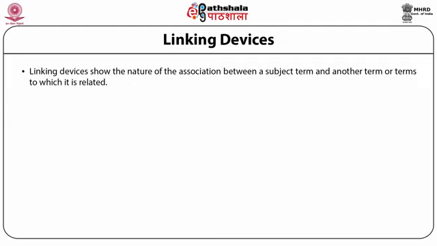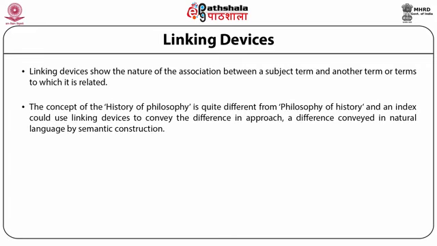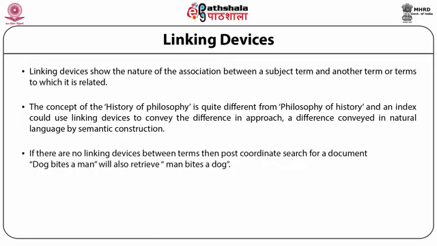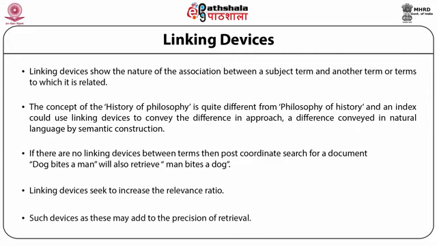Linking devices show the nature of the association between a subject term and another term or terms to which it is related. The concept of the history of philosophy is quite different from philosophy of history, and an index could use linking devices to convey the difference in approach, a difference conveyed in natural language by semantic construction. If there are no linking devices between terms, then a post-coordinate search for a document "dog bites a man" will also retrieve "man bites a dog." Linking devices seek to increase the relevance ratio. Such devices may add to the precision of retrieval of subjects.